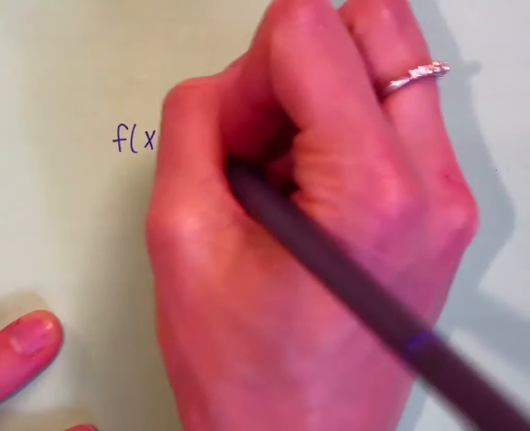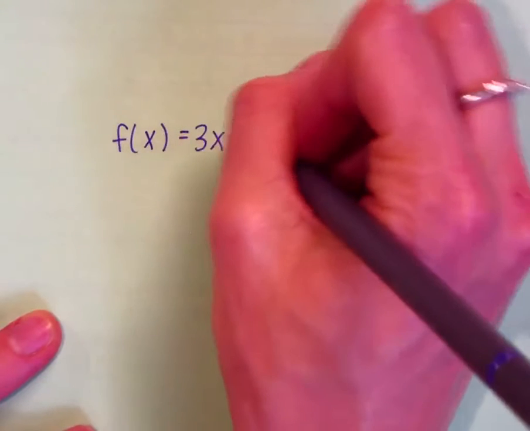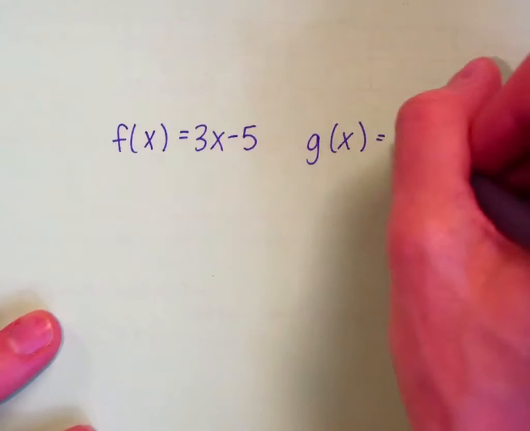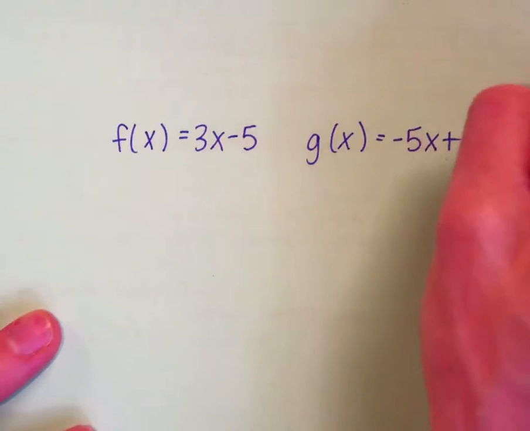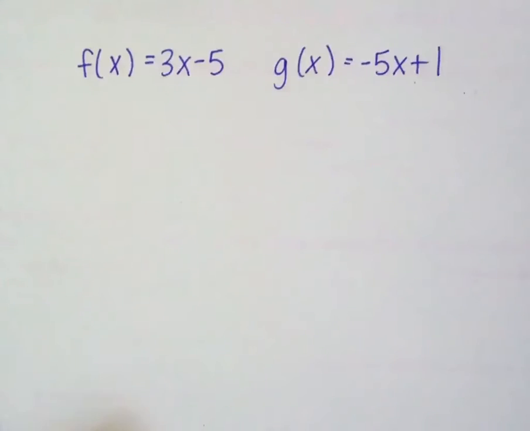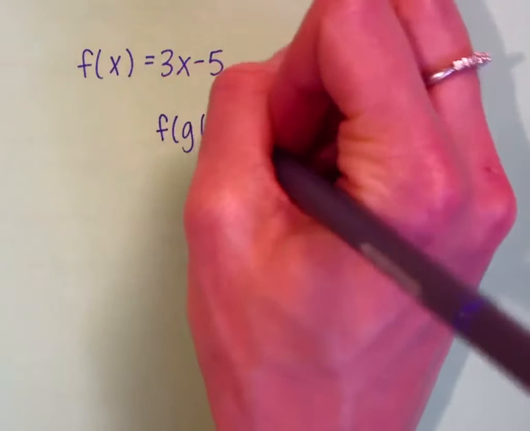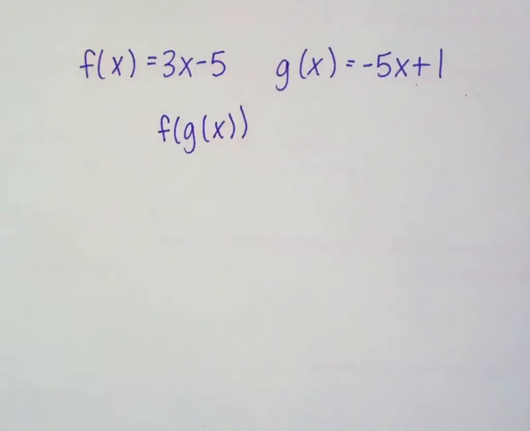So make f of x 3x minus 5 and g of x negative 5x plus 1. We'll just do one of these. So why don't you guys find f of g? Okay, you can work together, or if you want to try it by yourself and then compare, that's fine. Find f of g of x.